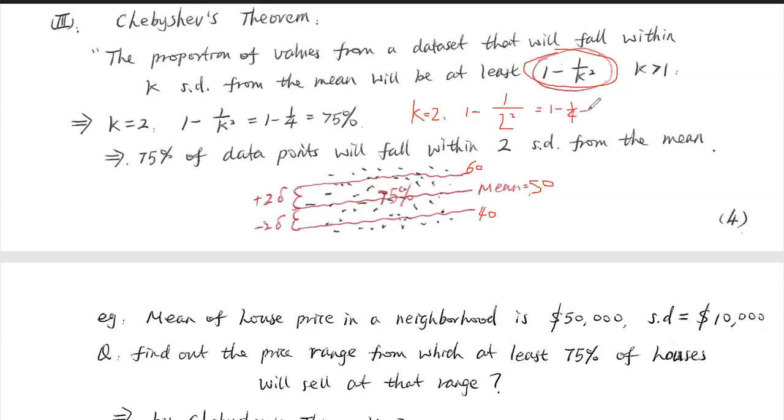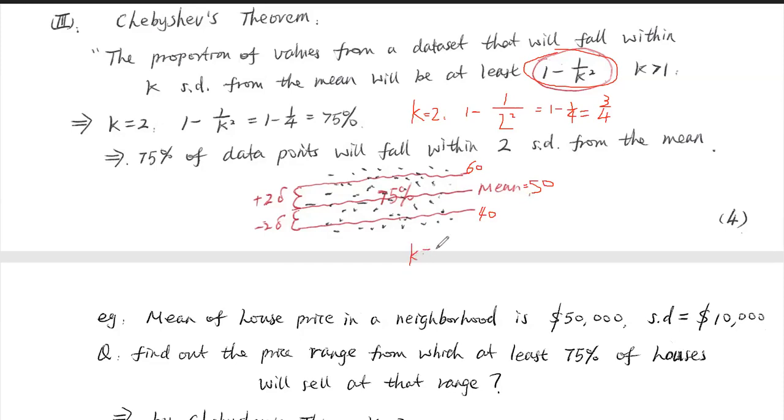So that's 3/4. Follow me? Right? 3/4 is what? It's 75%. Okay? So that's for the case k equal to 2, 2 standard deviations away. Now, how about k equal to 3, everybody?